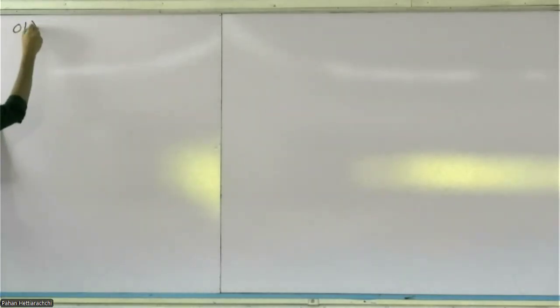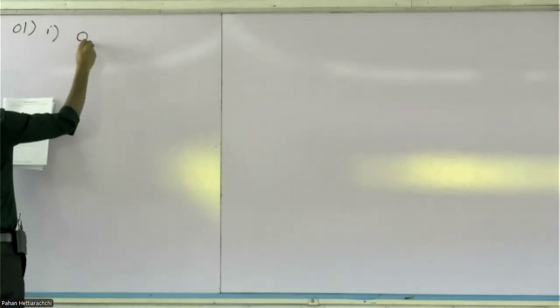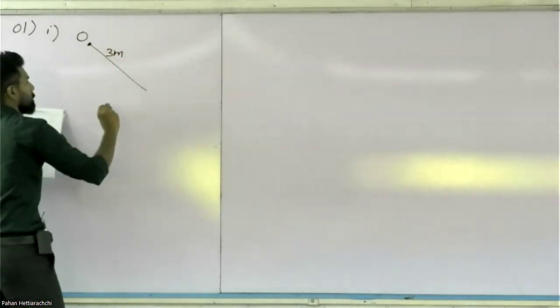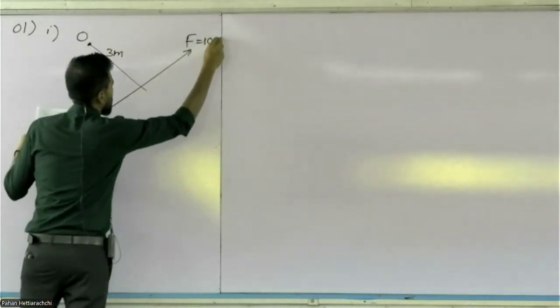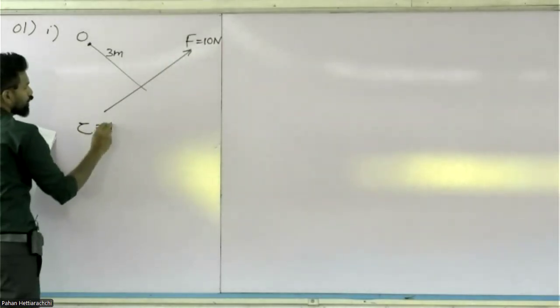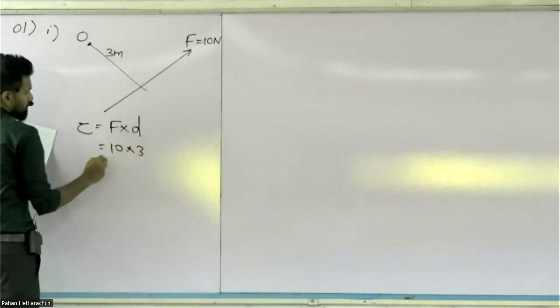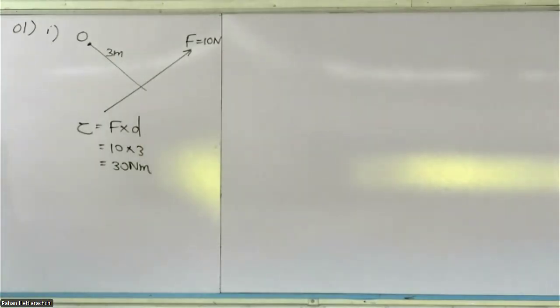First question, first part. Point O is somewhere here, and there is a 3-meter perpendicular distance to the force that is equal to 10 Newtons. So the moment is force into perpendicular distance: force is 10, perpendicular distance 3, so 30 Newton meters. The moment is equal to 30 Newton meters.